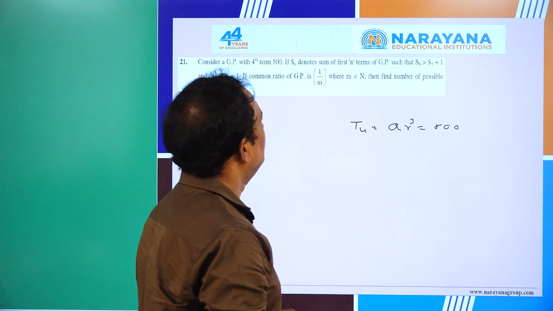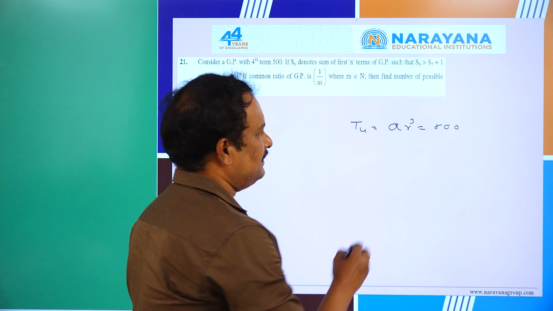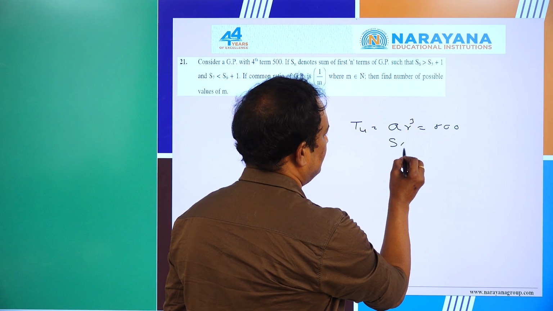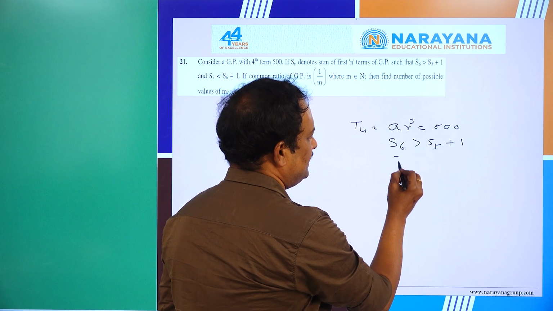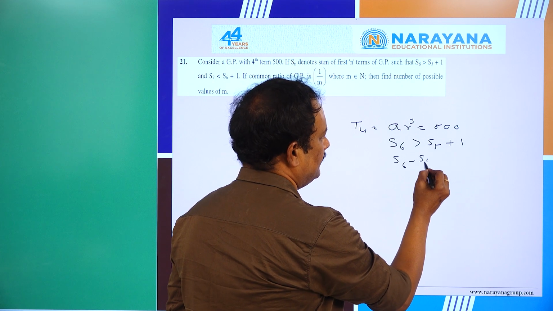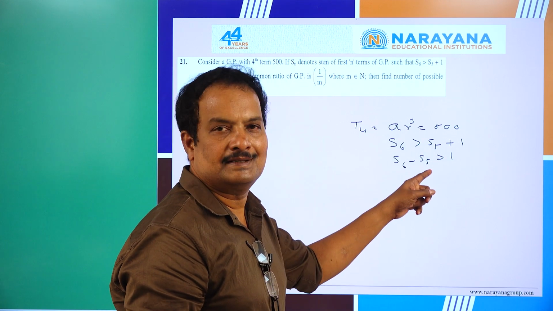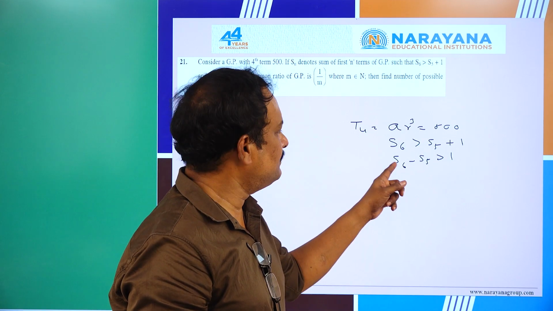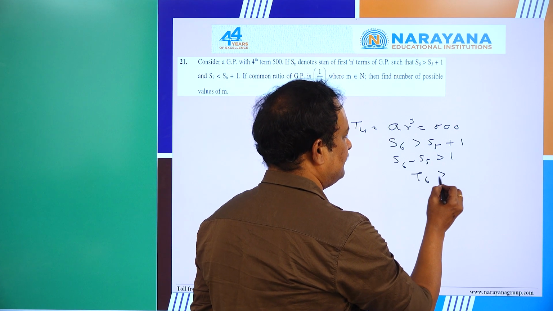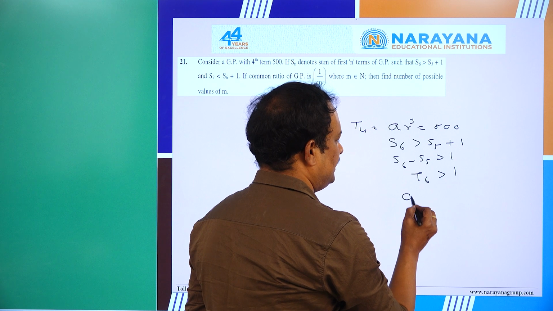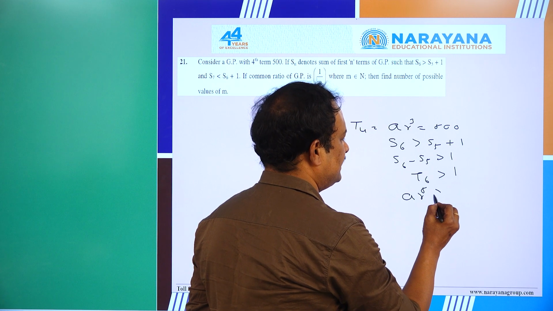Next, the sum of the first 10 terms of the GP is given as Sn. But what is the first condition they have given? S6 is greater than S5 plus 1. So that means S6 minus S5 is greater than 1. But what is the sum of the first 6 terms minus the sum of the first 5 terms? That is nothing but the 6th term. So indirectly, the 6th term is greater than 1.